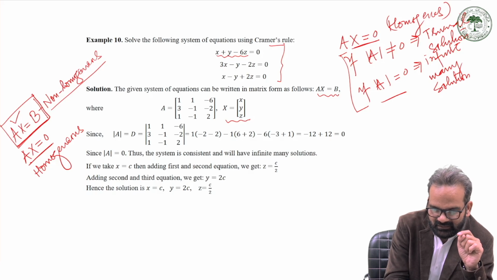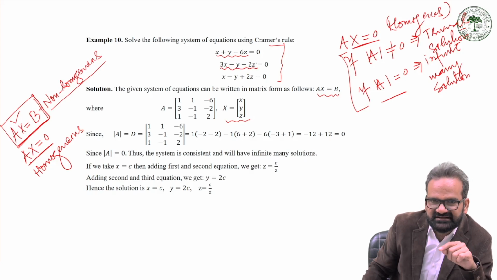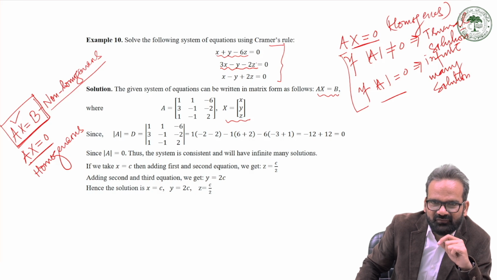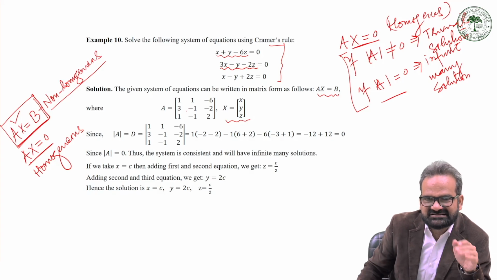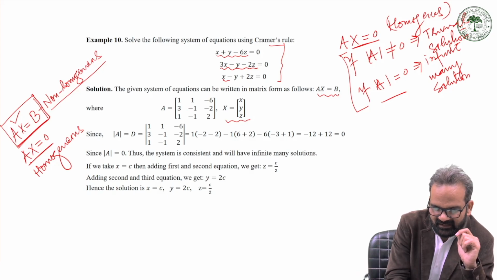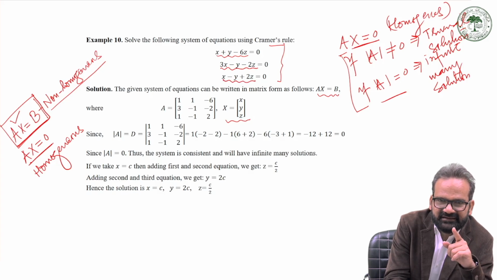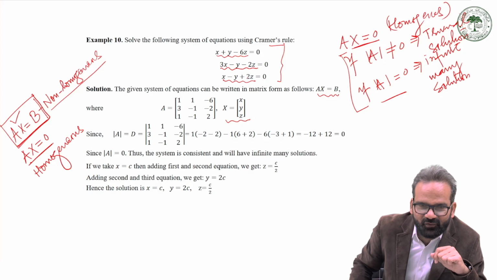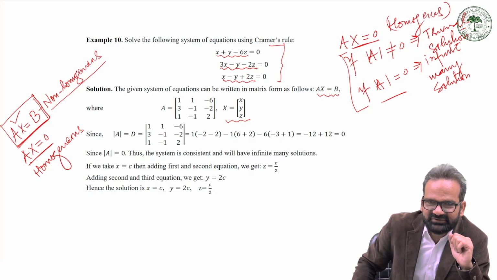Now take equation 2, right? The coefficient of x here is 3, the coefficient of y is minus 1, and coefficient of z is minus 2. So 3, minus 1, minus 2 is the second row of the matrix A, which we can obtain from equation 2, right? Now take the last equation. Here the coefficient of x is 1, coefficient of y is minus 1, and coefficient of z is 2. So 1, minus 1, and 2 is the third row of the matrix A, which we can obtain from equation 3.